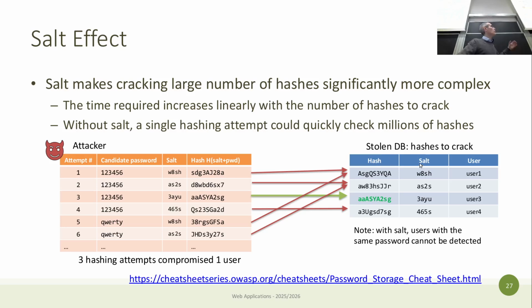While if you have a list of 1 billion users with the hashes without the salt, you try to hash a password and you can compare it immediately with the 1 billion hashes you have. Okay? With the salt, you need to do 1 billion hashes before doing the comparison, one for each user.